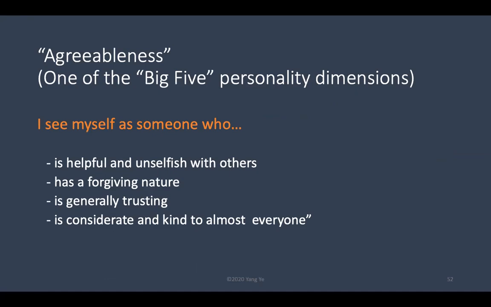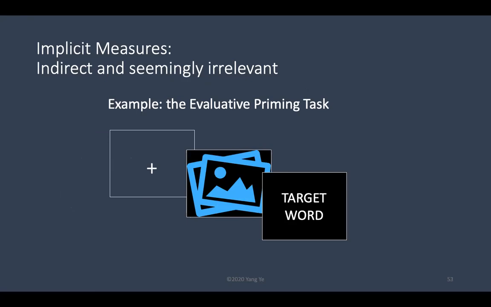In this case, there's another example of agreeableness. This is one of the so-called big five personality dimensions. You basically evaluate yourself against these statements in terms of agreement. And if you agree with certain of these behaviors, you are more likely to be showing a high level of agreeableness. There are also more implicit measures nowadays in social psychology, which use this kind of indirect and seemingly irrelevant task that asks you to do a completely irrelevant task that indirectly measures your attitudes towards certain objects.